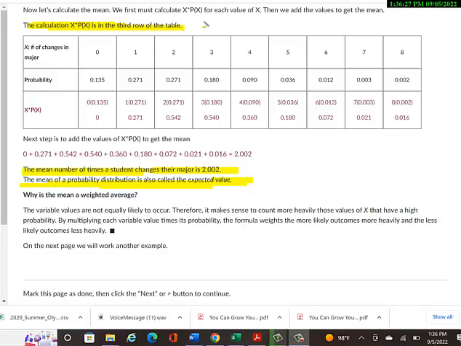If this is a quantitative variable, a value like the number of times that we change a major, multiply that number by its probability, add all those together for all the different possibilities, and that'll be the mean. Why is the mean a weighted average? The variable values are not equally likely to occur. Therefore, it makes sense to count more heavily those values of x that have a high probability. By multiplying each variable value times its probability, the formula weights the more likely outcomes more heavily and the less likely outcomes less heavily. On the next page, we'll work another example.